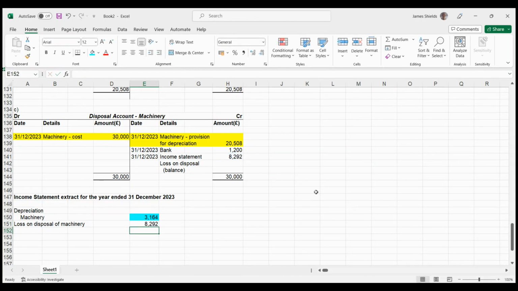So there you have the disposal or sale of non-current assets. One of the methods was the straight line method of depreciation, and the other method was the reducing balance method of depreciation.